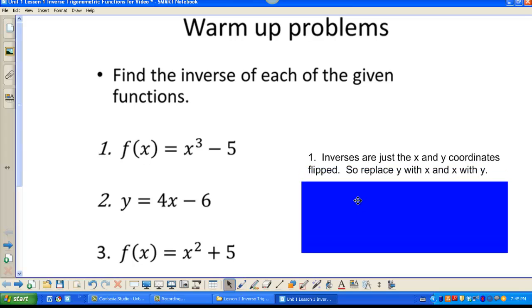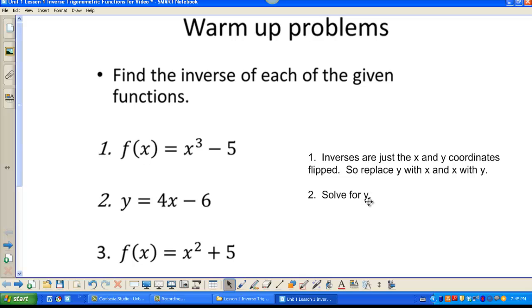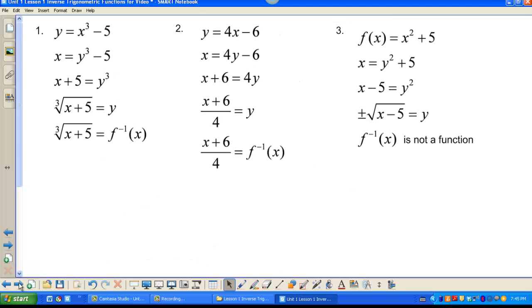So if I want you to find the inverse of each of these functions algebraically, we are going to replace the y with the x and the x with y, and then you want to solve for y. So please pause this and take the next 90 seconds to find the inverses of each of these functions.